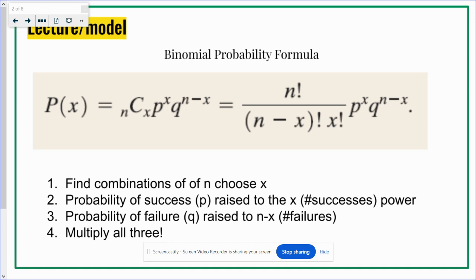That is our crazy formula, but we know how to break it down pretty consistently. We have our combination of N choose X, probability of success to the X power, and then probability of failure to the N minus X power, where N is the number of trials, X is the number of successes, P is the probability of success, and Q is the probability of failure. All right, let's do some examples.